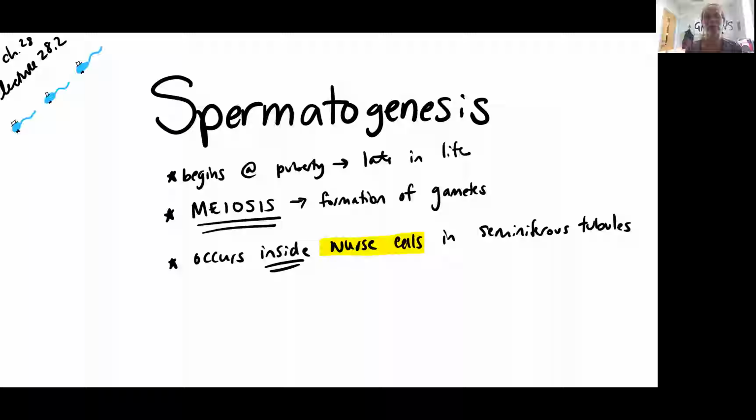The topic for this video is spermatogenesis, which is the formation of sperm cells. This begins for males with the onset of puberty, and it will continue until late in life. So this is very different from females. We'll see there's a specific window when gametes are produced in the female life cycle.